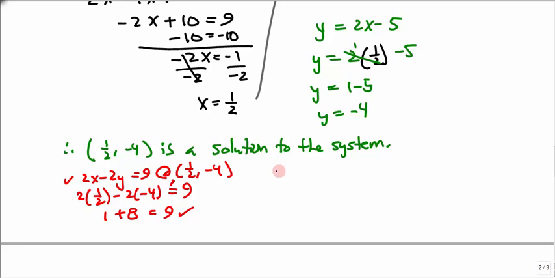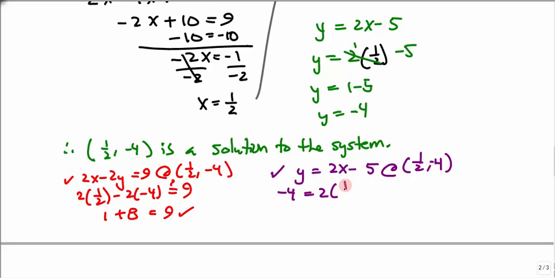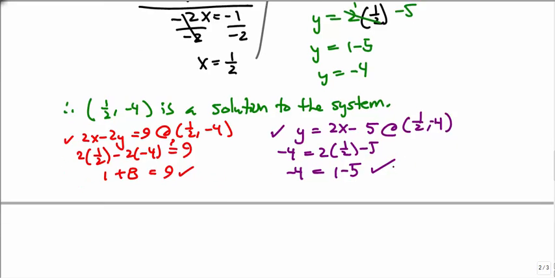So that checks. But I have to check it in both of them. My other equation is y equal 2x minus 5. And we want to check that at (1/2, negative 4). So negative 4 equals 2 times 1/2 minus 5. Half of 2 is 1. 1 minus 5 is negative 4, so it checks. So you can always plug these in and check these answers.